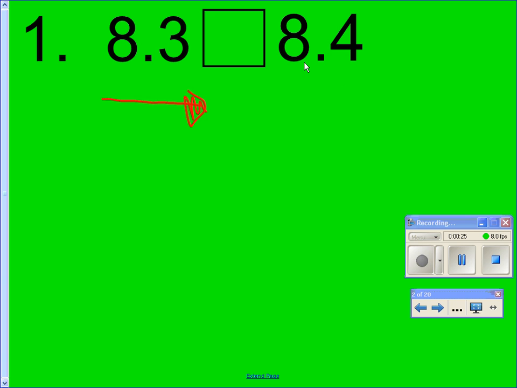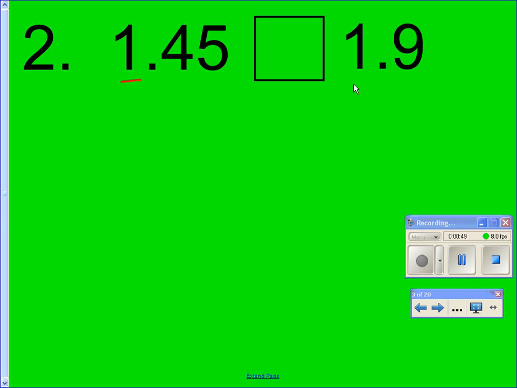Okay, so our first number, we have 8 and 3/10 and 8 and 4/10. Since they both have 8s in the ones place, we move on to the tenths place. Then we have 3 and 4. When you get to two numbers that are different, whichever one is bigger is going to be the greater than. So 3 is smaller than 4, so 8 and 3/10 is less than 8 and 4/10.